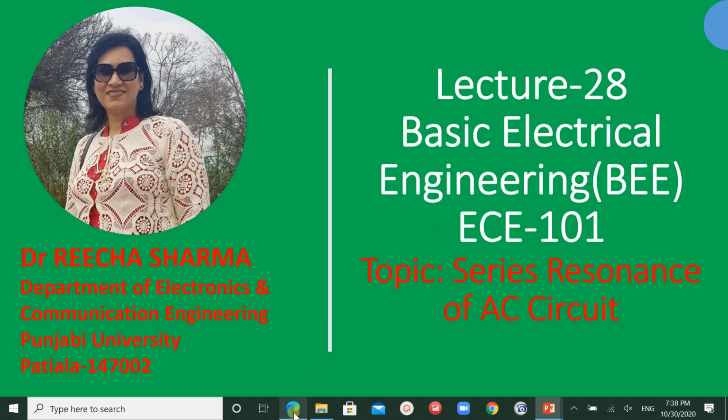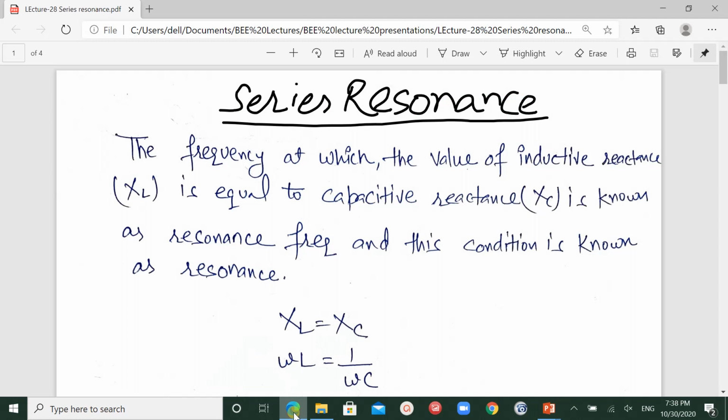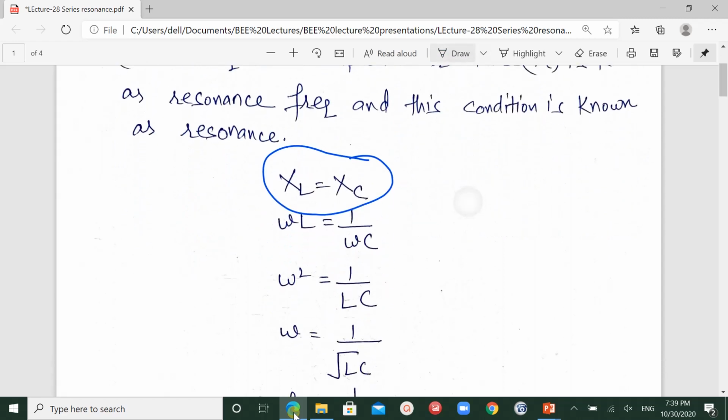In this we talk about what we mean by series resonance and what we mean by the series resonance frequency. The frequency at which the value of inductive reactance, known as XL, is equal to the capacitive reactance XC, is known as the resonance frequency, and this condition is known as resonance. The condition is XL equals XC, as shown here. So when we have this condition, we get the resonance condition.